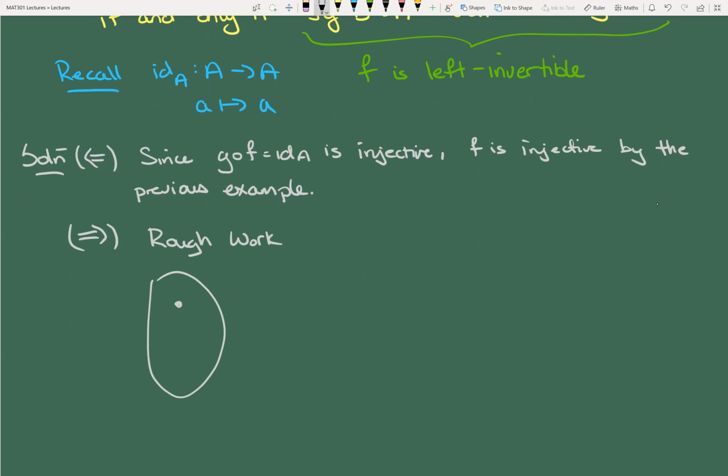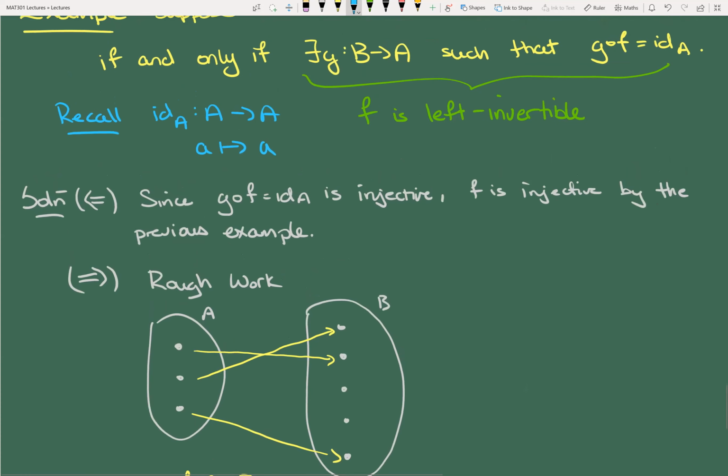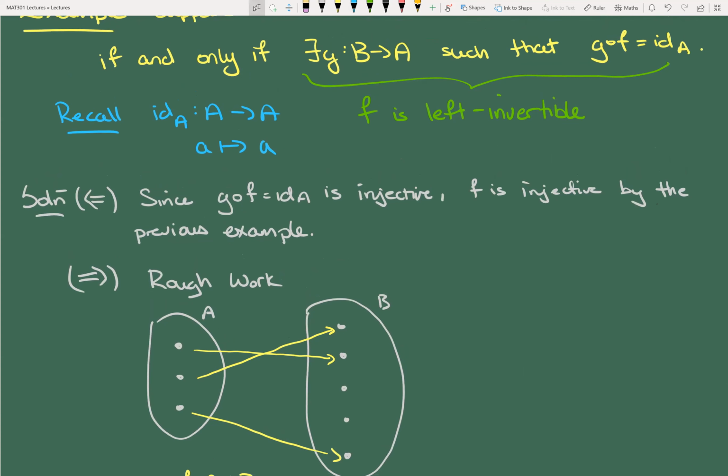So let's suppose this is the set A and this is the set B. And of course, I want to make B bigger, right? Because we're assuming it's an injective map. And let's just randomly draw some lines here like this. All right, so this yellow stuff is the map from A to B. Okay, so what we want to do is define, I'm going to put it in blue, a map from B to A. And it needs to be such that if I do f first, so if I follow the yellow arrows and then I follow the blue arrows back, I just end up where I started, right?